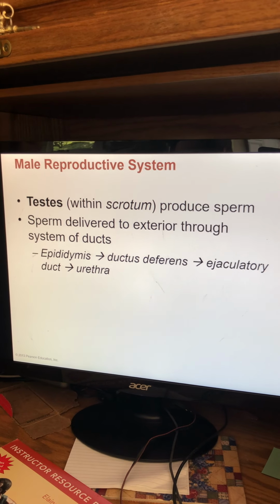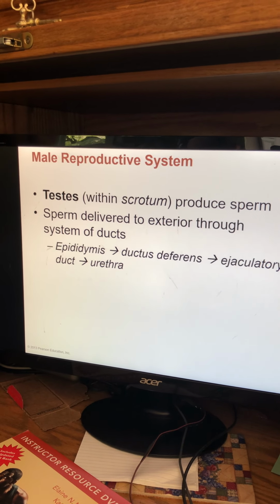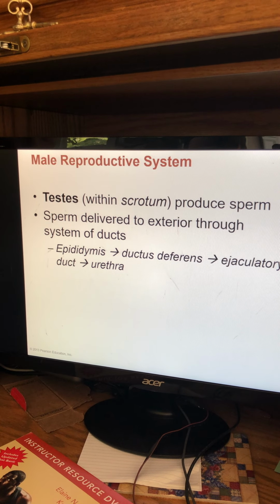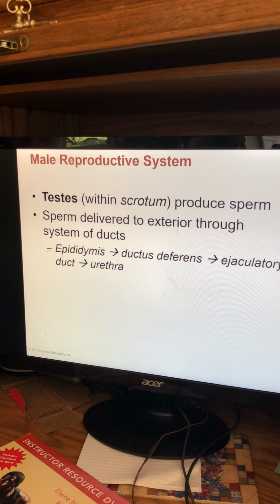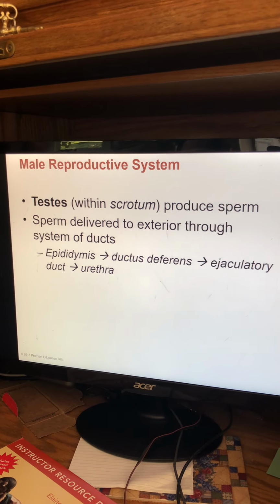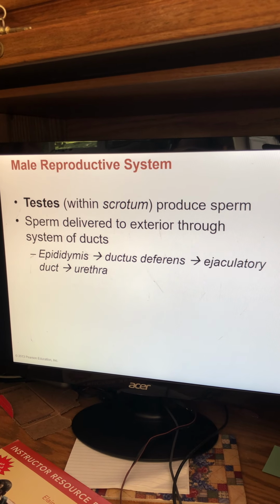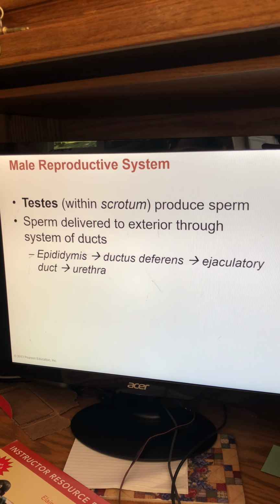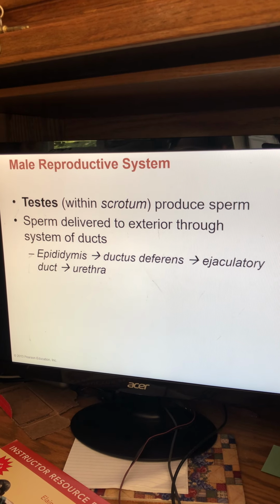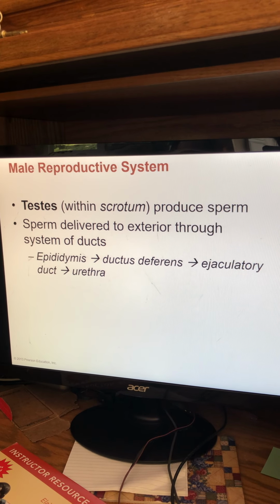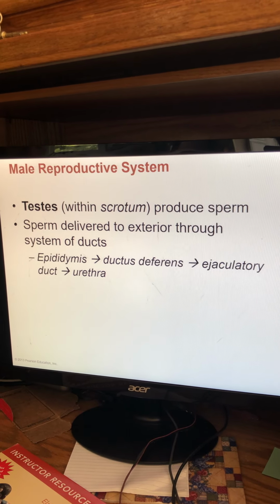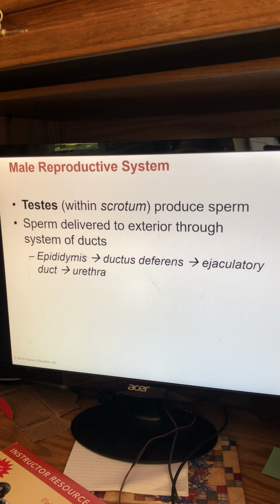The testes are going to be located in the scrotum outside of the body, and they are going to produce sperm. Sperm is going to be delivered to the outside of the body through a series of ducts that start at the epididymis, that go to the ductus or vas deferens, into the ejaculatory duct, and then finally into the urethra. So if you remember that term urethra, that is also how you're going to get urine out of your body.